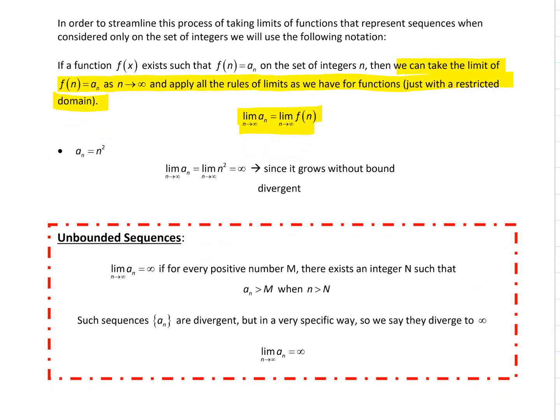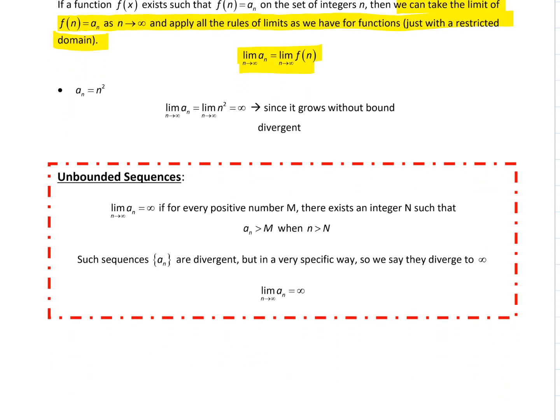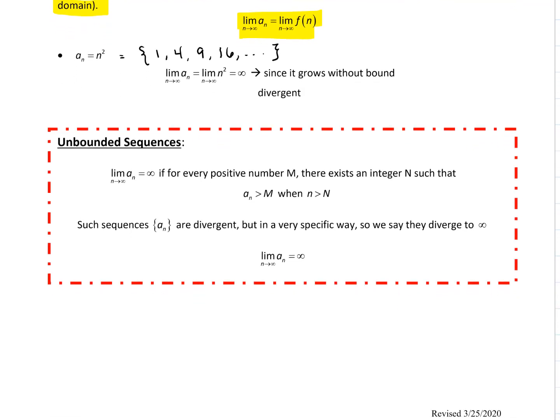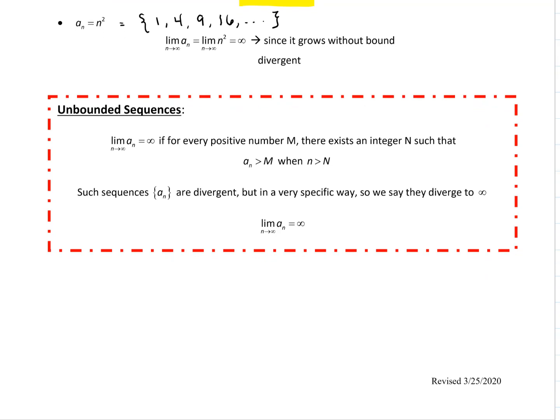So here's another example. If we take a sub n equals n squared, the sequence of terms, if we were to write this out, would be 1, 4, 9, 16, and so forth. This would be just infinity. It grows without bound. So if we take the limit of n squared as n approaches infinity, of course that's growing without bound, and that's what we call divergent.